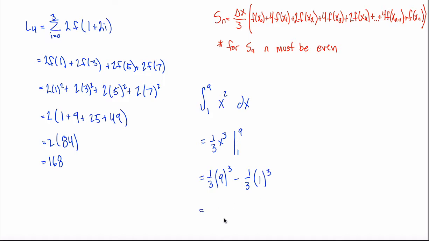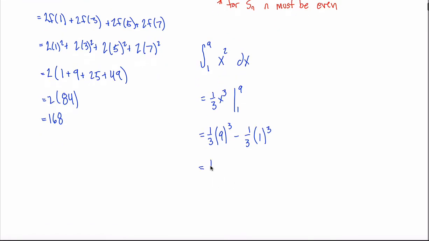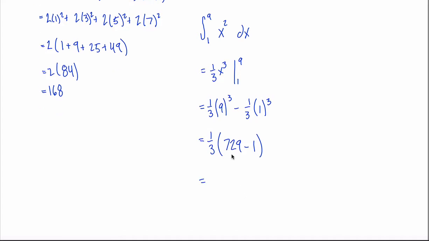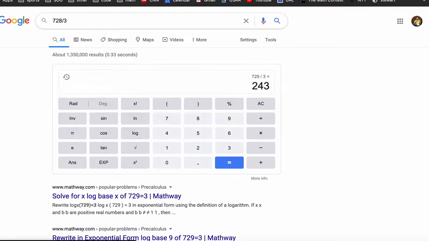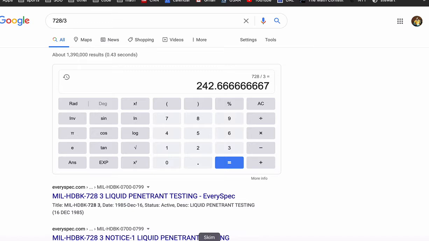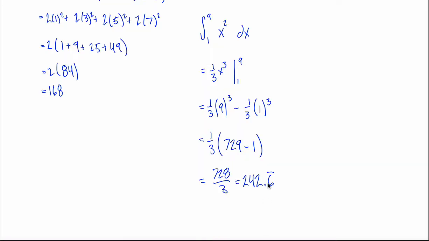And let's see, for the sake of calculating this, maybe I pull the 1/3 out in front, and then I figure out that 9 cubed, 9 times 9 is 81. 81 times 9 is 729. And then 1 cubed is just 1, which is what, 728 thirds? Or Google tells me that that's equal to 242 2/3. Note that the exact answer is quite a bit bigger than this approximation.